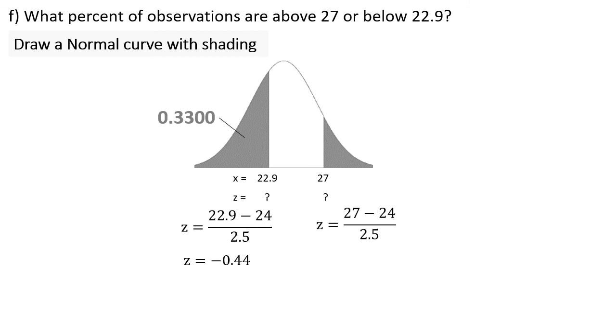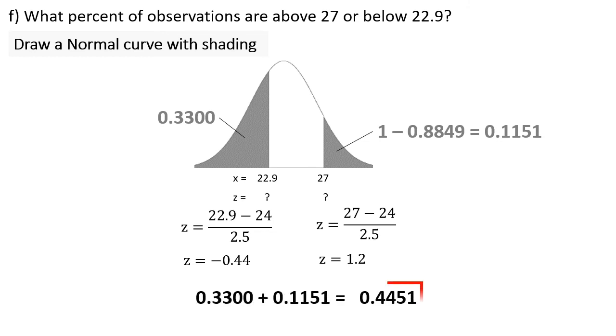Okay, now let's look at the other one. The z-score ends up being 1.2, so go to your z-score table and look for 1.20. You will have to subtract that result from 1 to get this value. The table gives us 0.8849, but that's to the left of 27, to the left of a z-score of 1.2. We have to subtract it from 1 to get the area on the right. So the answer here is we just add those two values up: 0.3300 plus 0.1151, and that gives us 0.4451 as our answer for F.